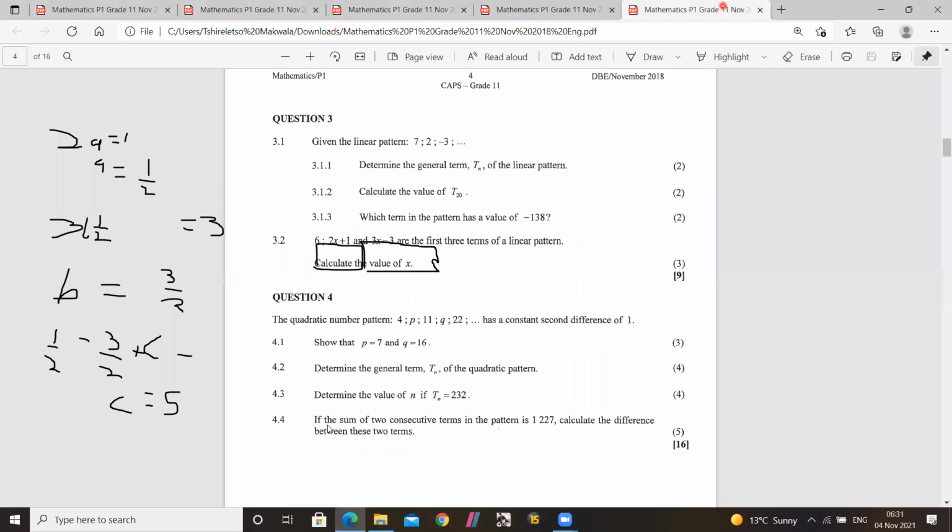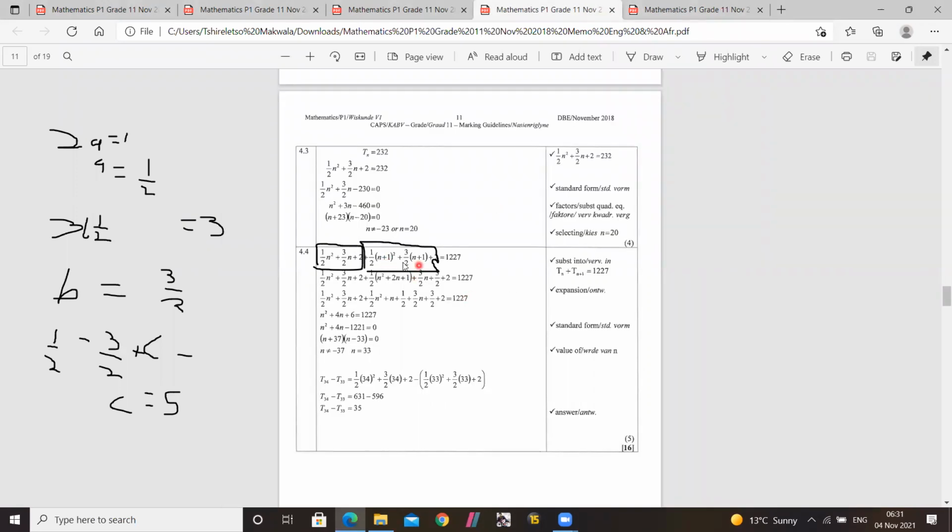They said the sum of two consecutive terms in a pattern. So what are two consecutive terms? Term 1 and 2, or term 5 and 6, or term 638 and term 639. What they mean is just that they are next to each other. So if the one term is n, the next one should be n plus 1. That's why they used n plus 1 here. So it must be equal to 1,227.